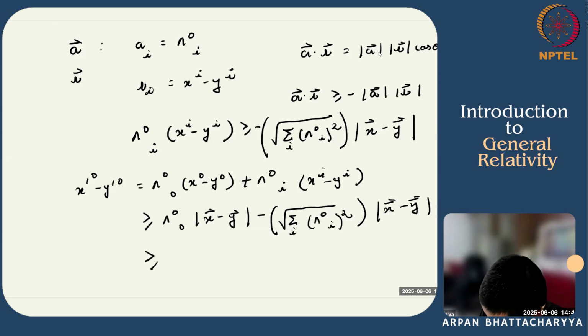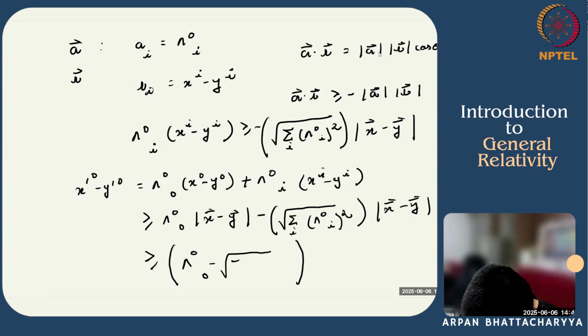And let's try to bring these two terms together. We'll have lambda 0 0 minus the square root term, times the spatial interval of x minus y.